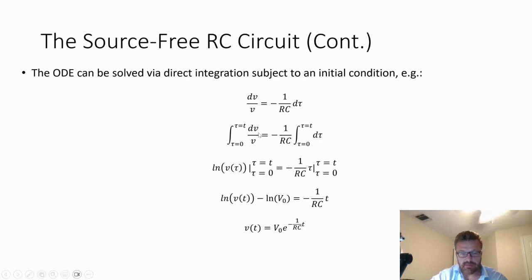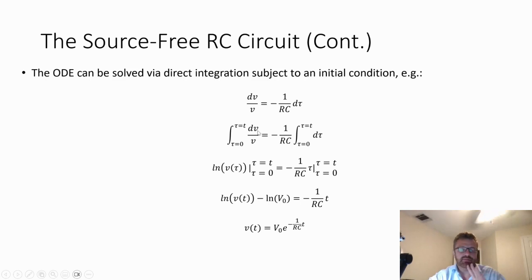So when you take the antiderivative of basically dv divided by v, or remember your antiderivative of 1 over x dx is just the natural log function, versus on the right side of this equation, when you take the antiderivative of d tau, that's just going to be tau.